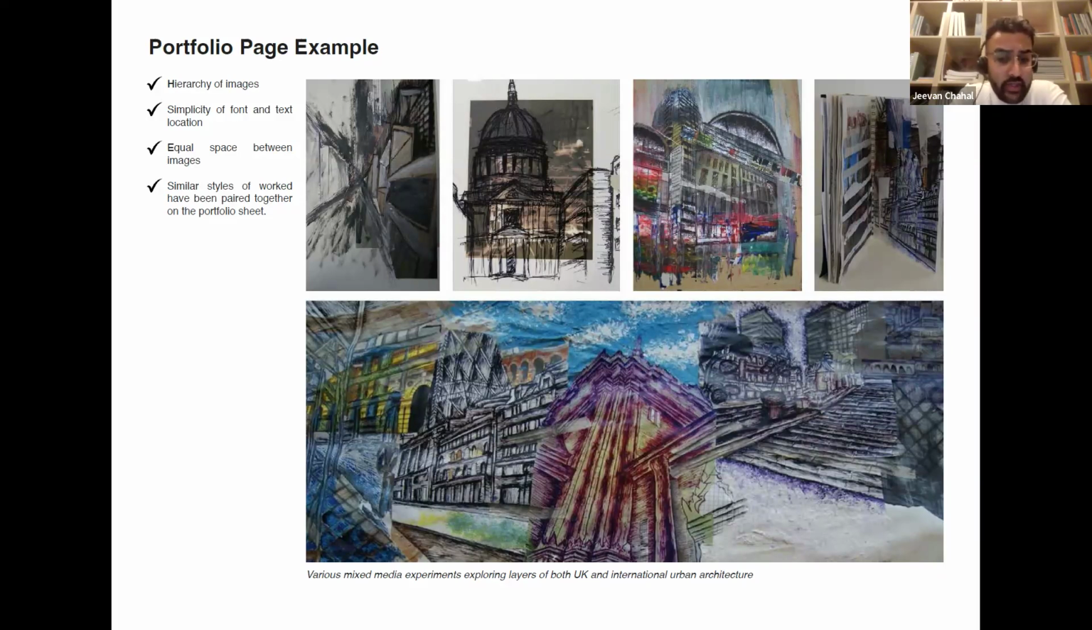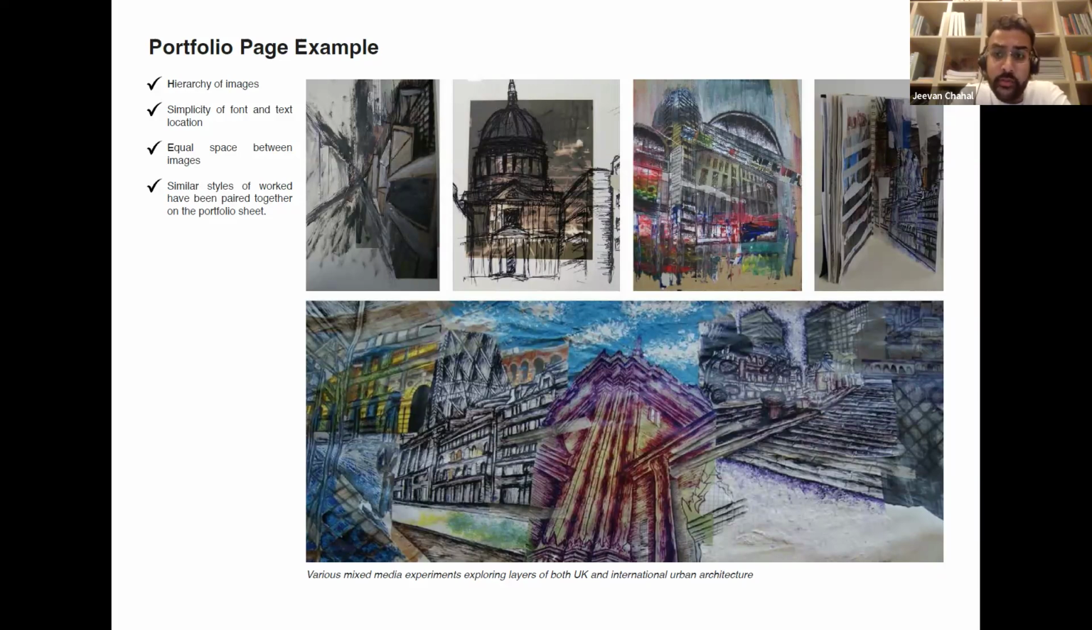However, I did some correct things as well, things like the simplicity of the font and text location. Instead of having a massive description for each image, because I'd grouped them all in terms of themes or also mixed media, sorry, the description is really simple. So I'll read it out quickly. Various mixed media experiments exploring layers of both UK and international urban architecture.